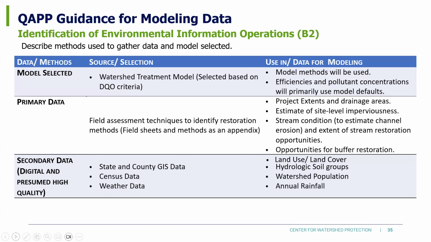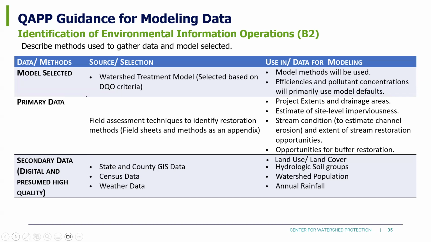Secondary data. So again, this is back to Alexandria's section. Her example was literature data. Secondary data can also be like mapping or weather data, any of this kind of information. So in this project, the secondary data that was used in the model was county GIS data. We used some census data and weather data. And what did that tell us?